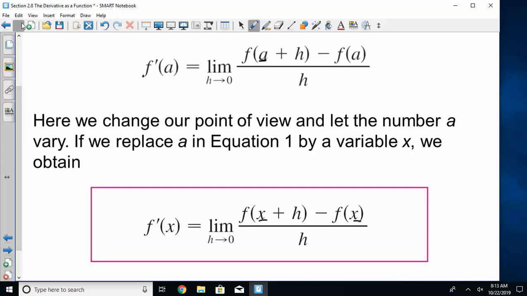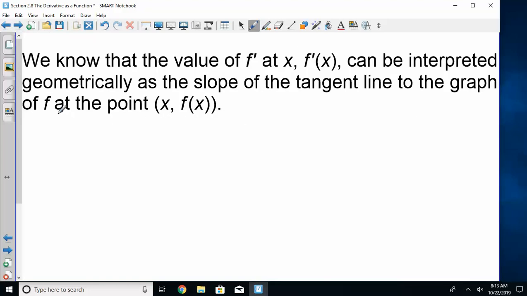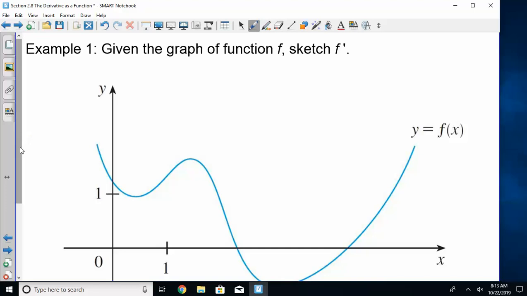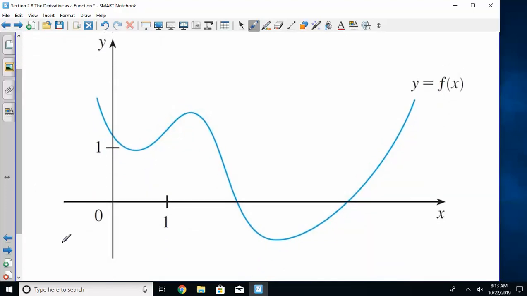We know that the derivative in terms of a graph is talking about the slope of the tangent line. So I want to take a graph and see if we can draw the derivative from this graph. Okay. In this, we have to look for easy things to help us out.